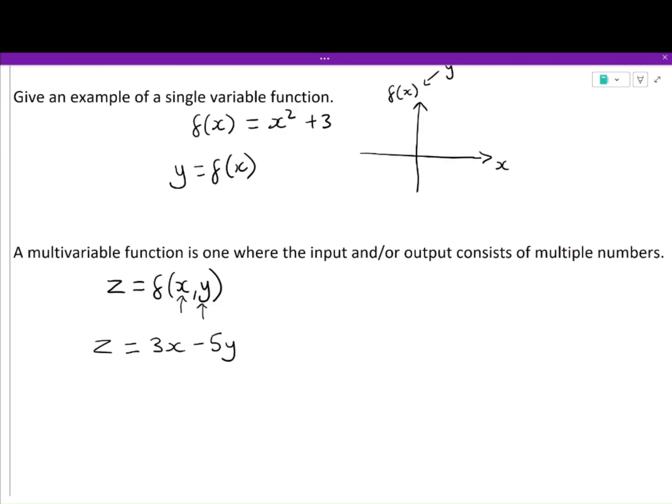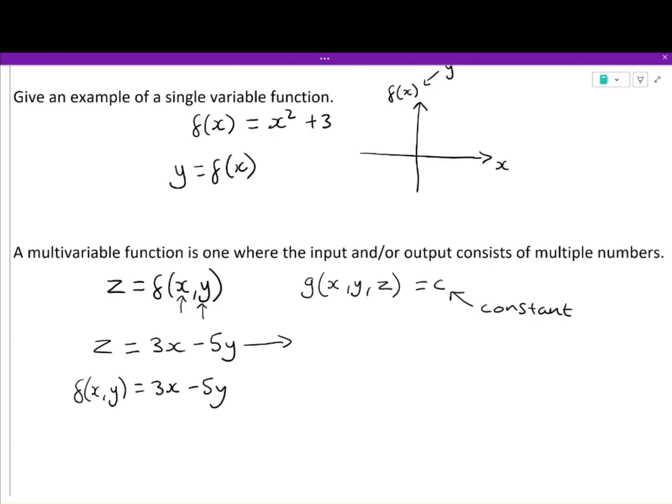Now, another way this could be written is f of x, y is equal to 3x take 5y. And then another completely different format for our multivariable functions would be, for example, g of x, y, z is equal to some constant c. So I could take what is written here and rearrange it into this format. What I could do is subtract the z to the other side. So I would get 0 is equal to 3x, take 5y, take z. Now it is in that format where the c in this case happens to be 0.